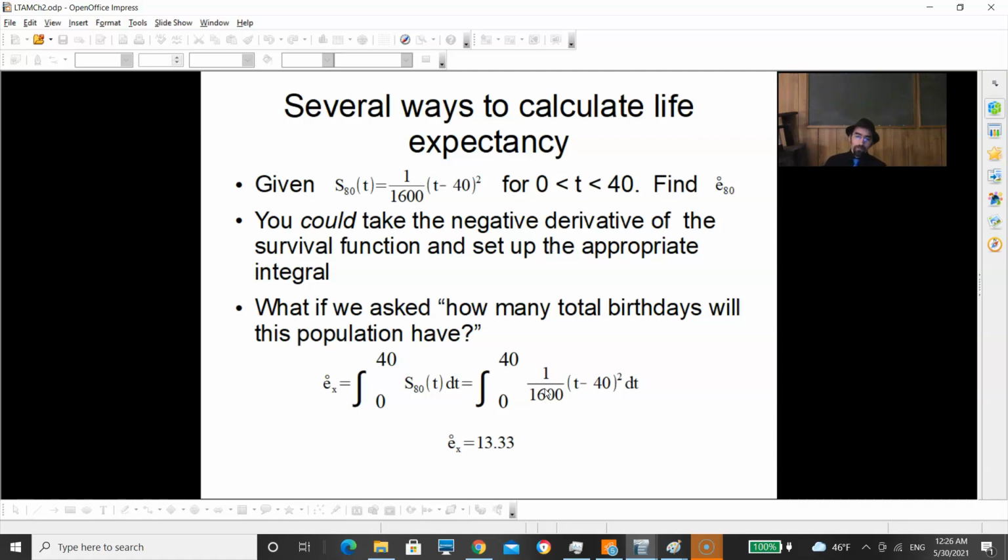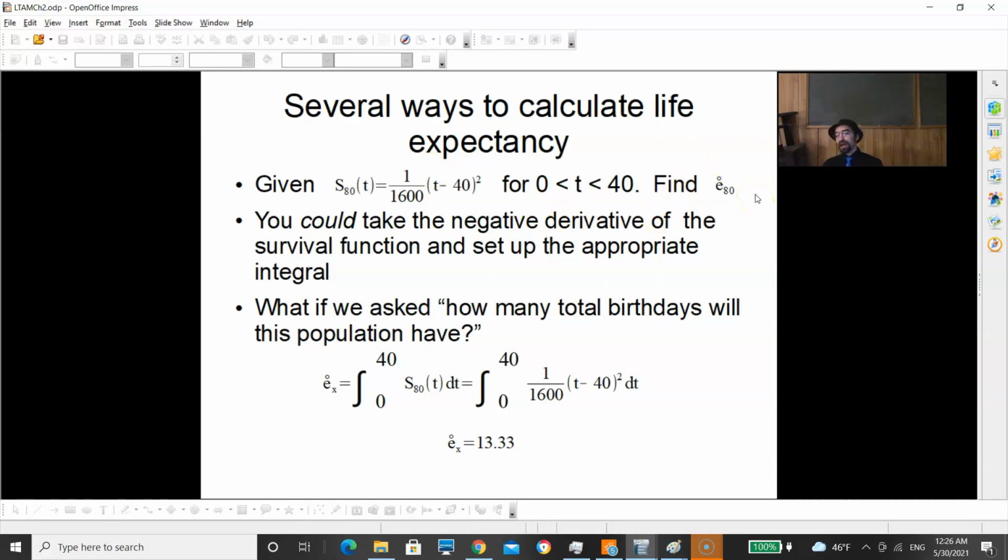Couple loose ends here. There are several ways of calculating life expectancy. Suppose we were given that the survival function for an 80-year-old is 1 over 1600 times (t minus 40) squared for t between 0 and 40. By the way, here I'm giving the upper and lower bounds for t. I won't always. If there's something where it's obvious that there are limits to where this function is appropriate, I'll just say it should be obvious where it is, but here I did give the limits.